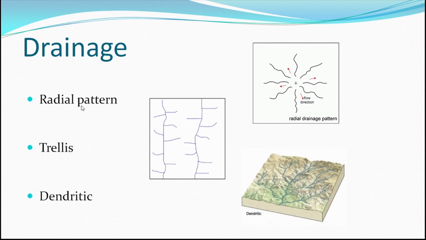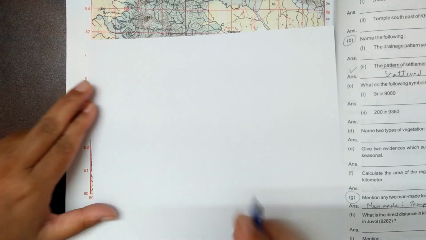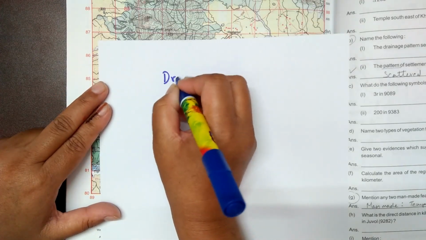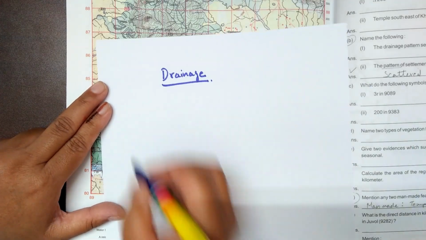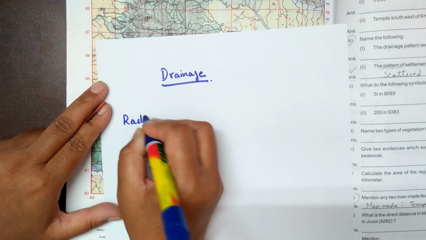One is radial pattern. The other one is trellis, and the third one is dendritic. I'm going to show you this in detail, and please try to understand properly, otherwise you'll be confused when you see this drainage pattern in the topographical map. Now, first one I'll explain to you, radial.